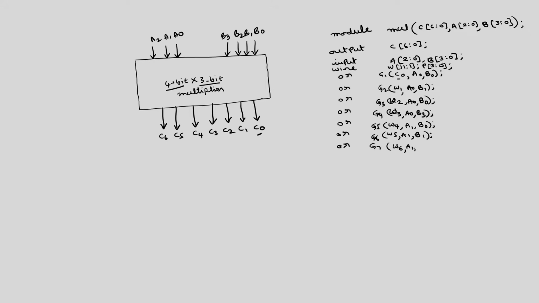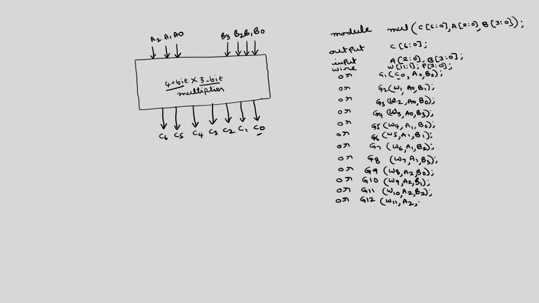W6 comma A1 comma B2 or G8, W7 comma A1 comma B3 or G9, W8 comma A2 comma B0 or G10, W9 A2 comma B1 or G11, W10 A2 comma B2 or G12, W11 comma A2 comma B3. This will generate all the wires.